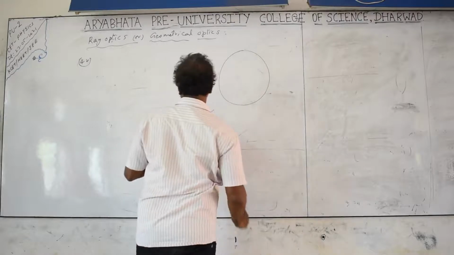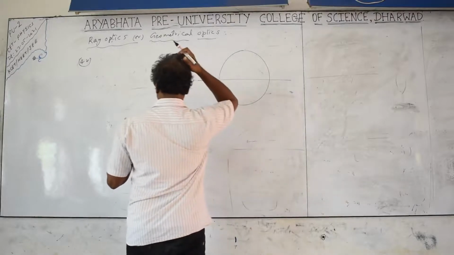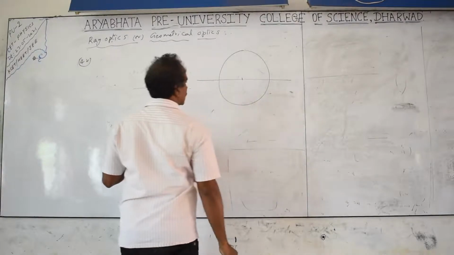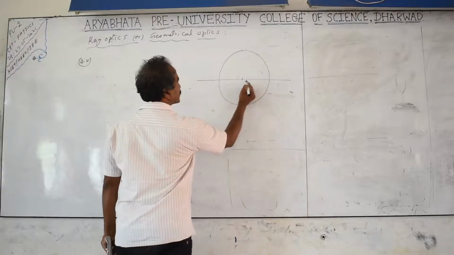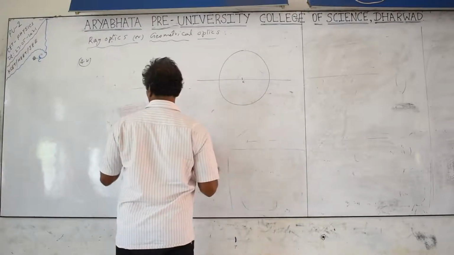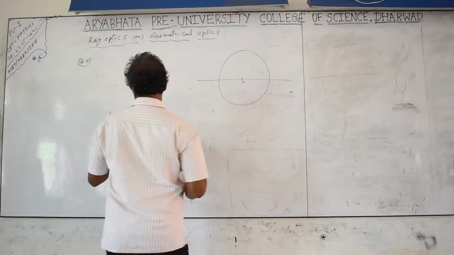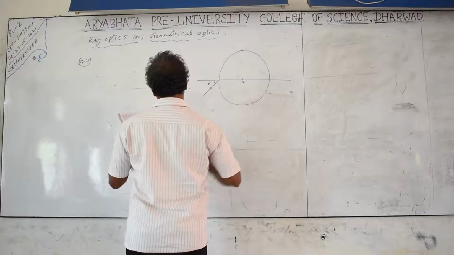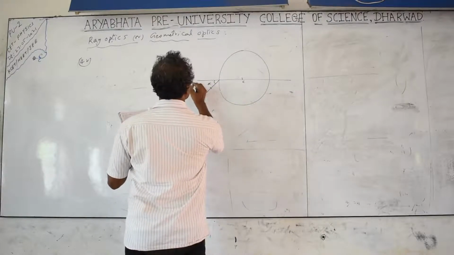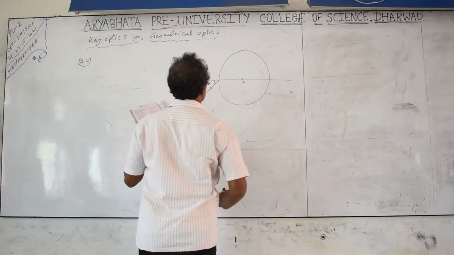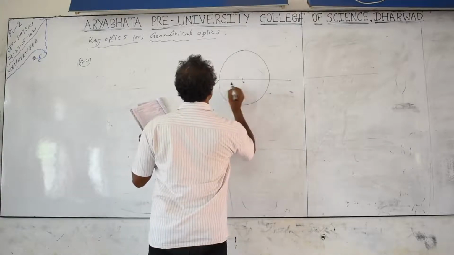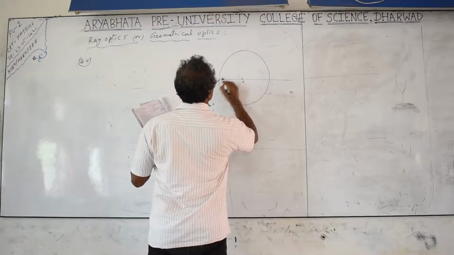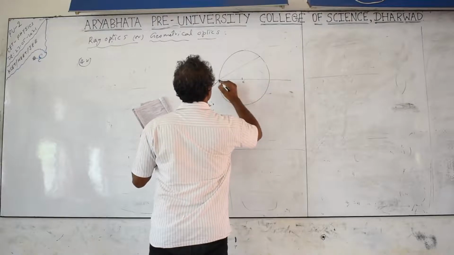A solid glass sphere is taken and light is incident. This is the diameter you can take. Always remember, any line passing through the center of curvature is normal to the surface. Light is incident here at an angle alpha, the angle of incidence. This itself is normal, and with respect to the normal you measure the angles. Light traveling from air to glass, a denser medium, deviates towards the normal. So it is going like this.